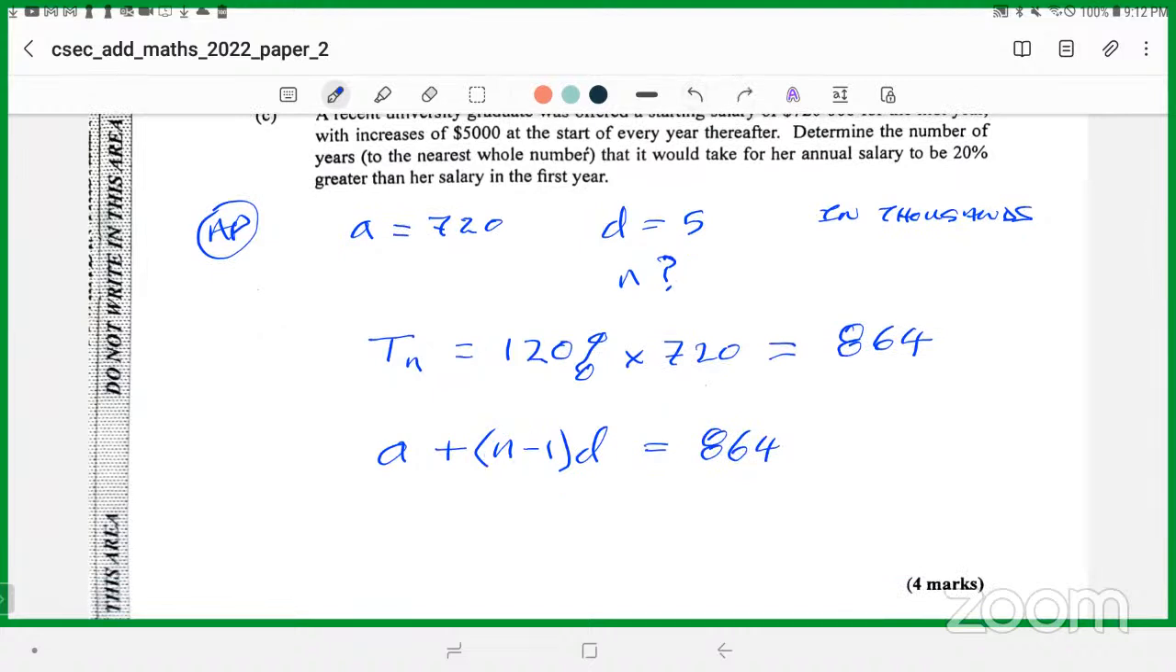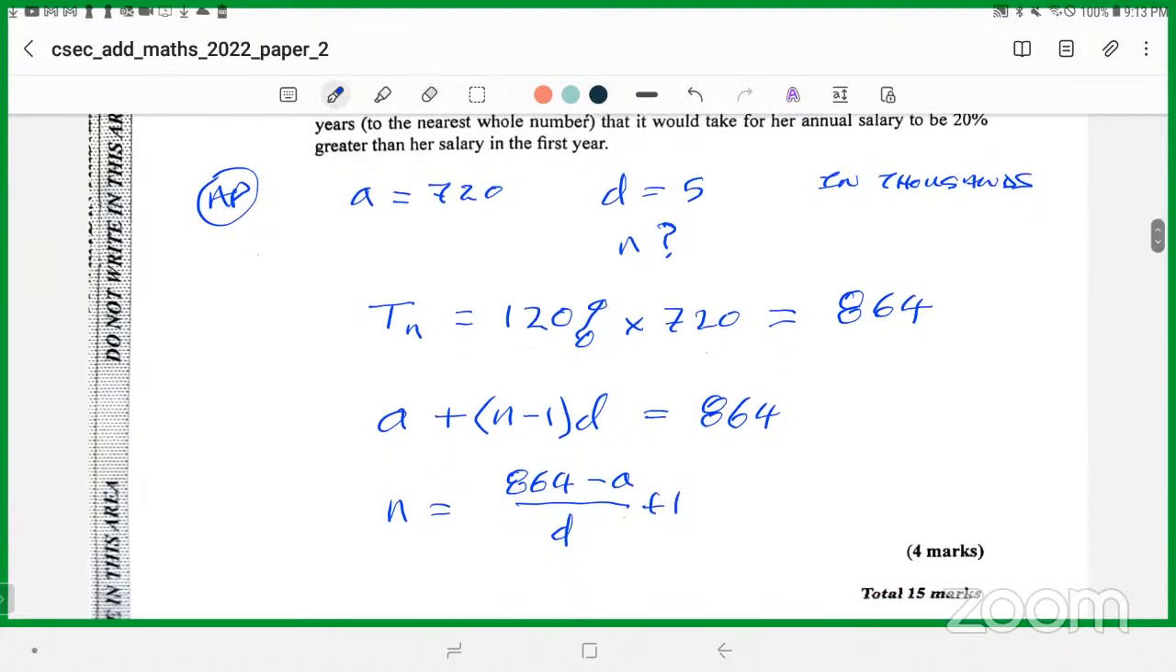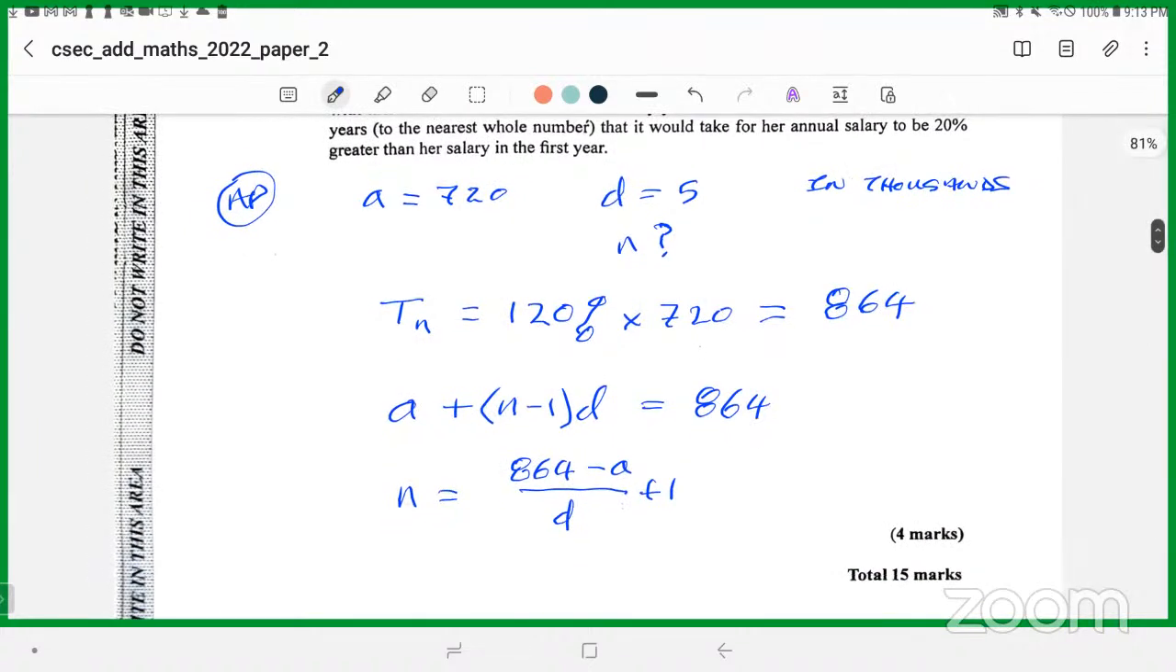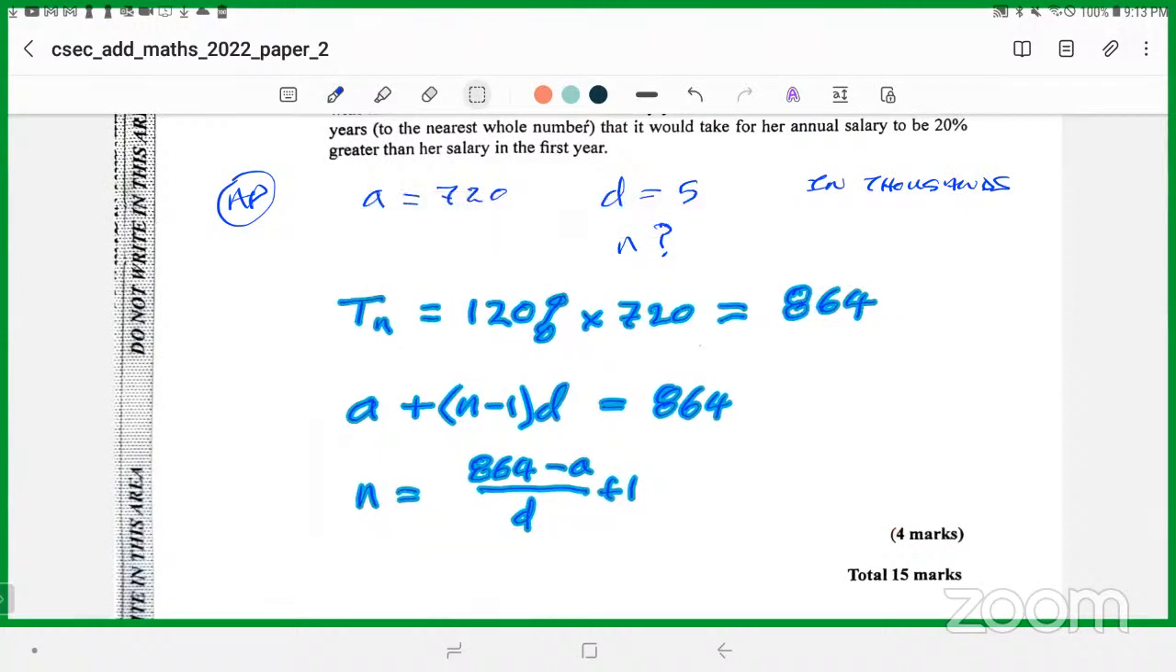So right now we can make n the subject of this expression and then substitute the A, which is 720, and the D is 5. So I would get 864 minus A, then I would divide by the D, and then I would add this 1. That's going to give me my expression. I'm trying to use as little space as possible for this work.